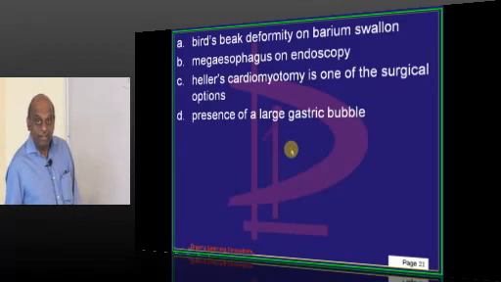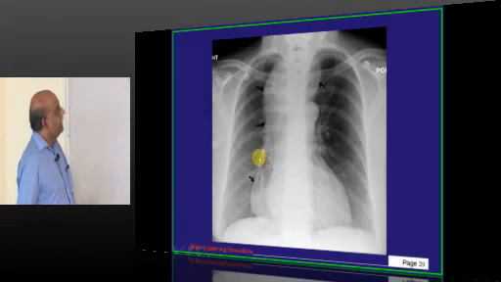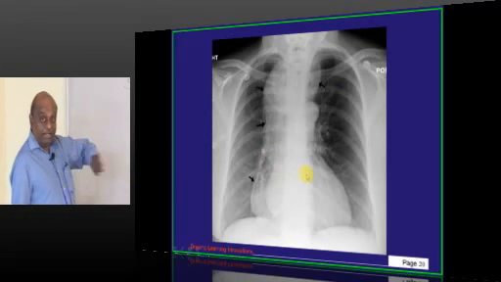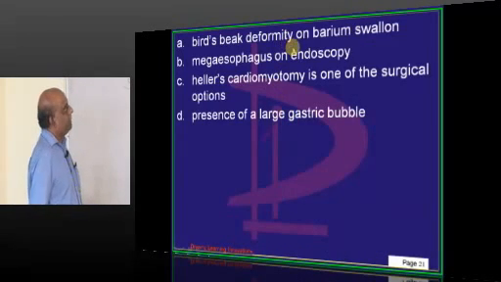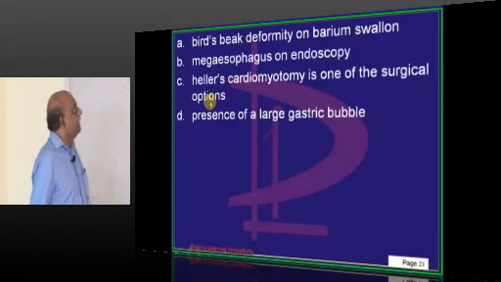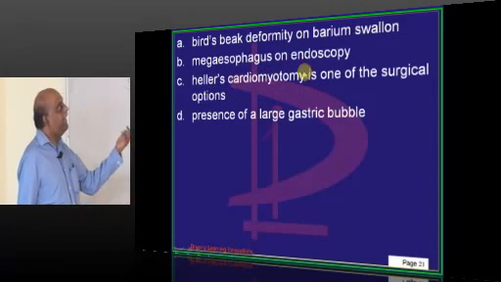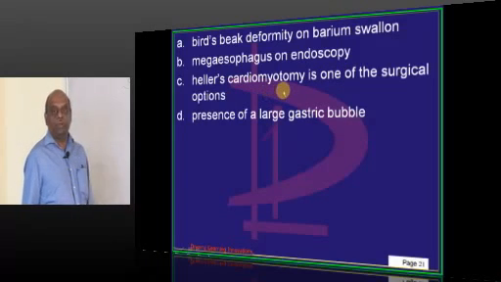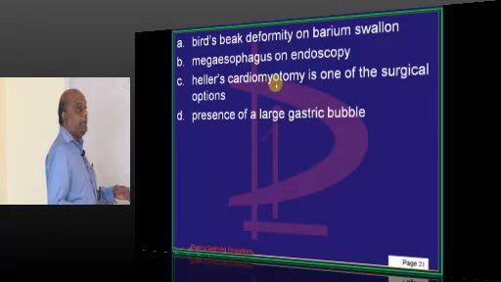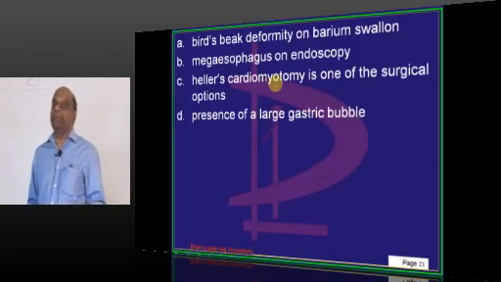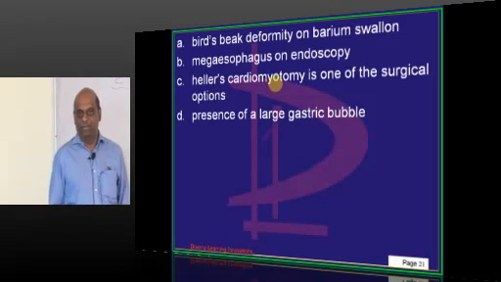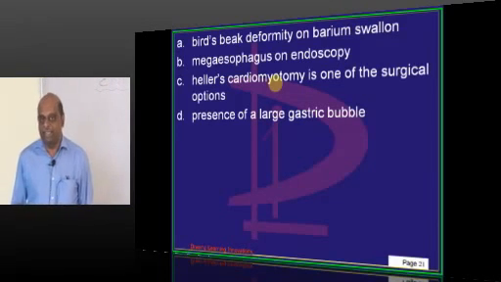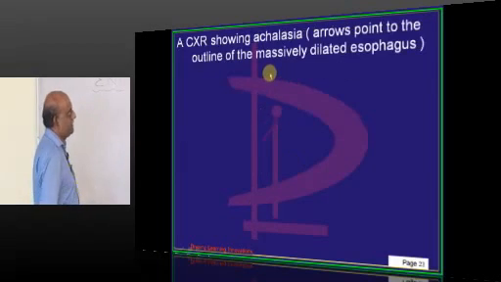Air fluid levels cannot be appreciated in this view. If you do the barium, then you can appreciate. So bird beak deformity, then mega esophagus, and Heller's cardiomyotomy, that is at the cardiac end of the stomach. But there will be no gastric air bubble because of the achalasia and a tight closure of the lower esophageal sphincter. The gas bubble in the stomach will be missing. So that's how you will recognize it.